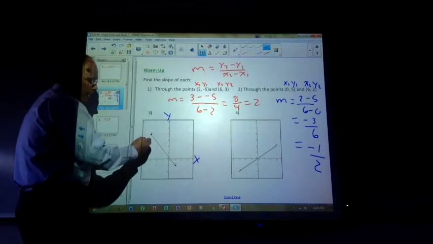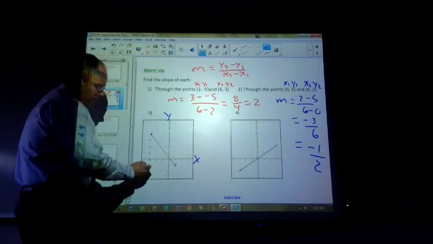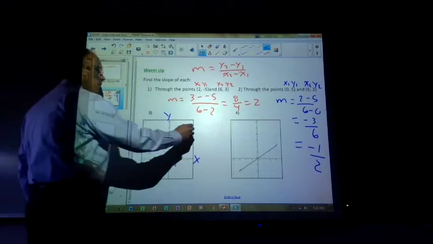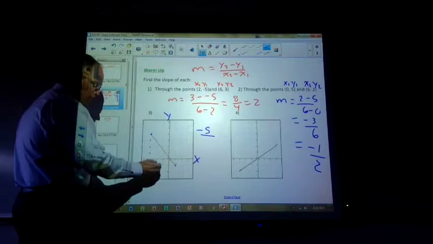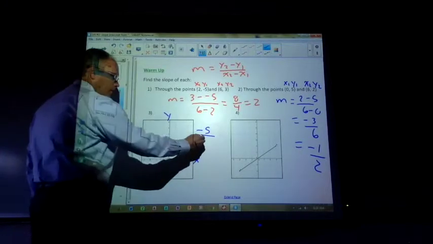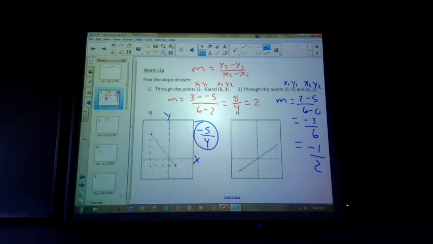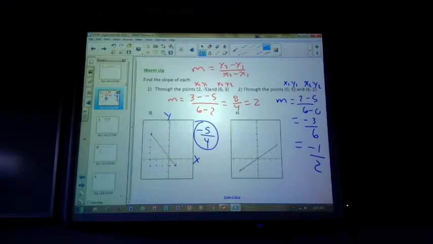So from this point, I'm going to count down. So I have 1, 2, 3, 4, 5. I went down, so what does that mean? It's negative. So it's negative 5 over. Now I'm going to count right. 1, 2, 3, 4. Negative 5 over 4 is my slope. Is that an increasing slope or a decreasing slope? Decreasing. It's ending to the lower right.